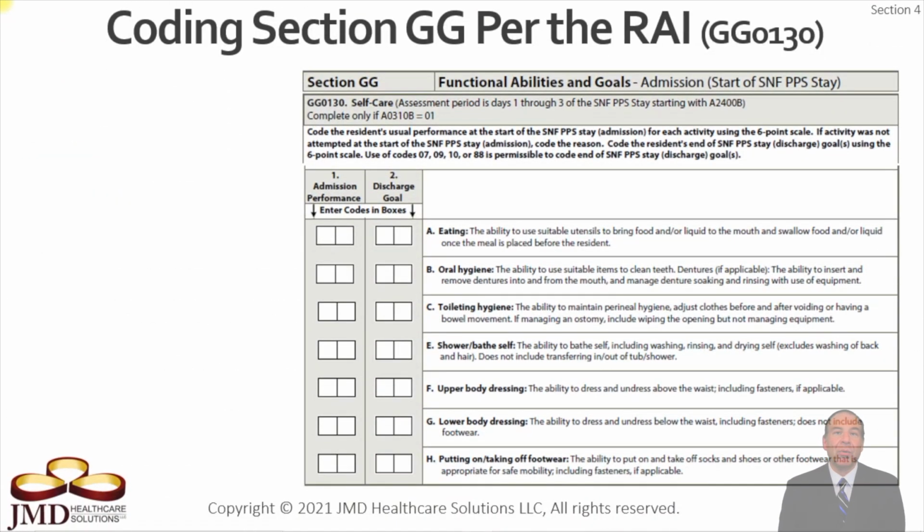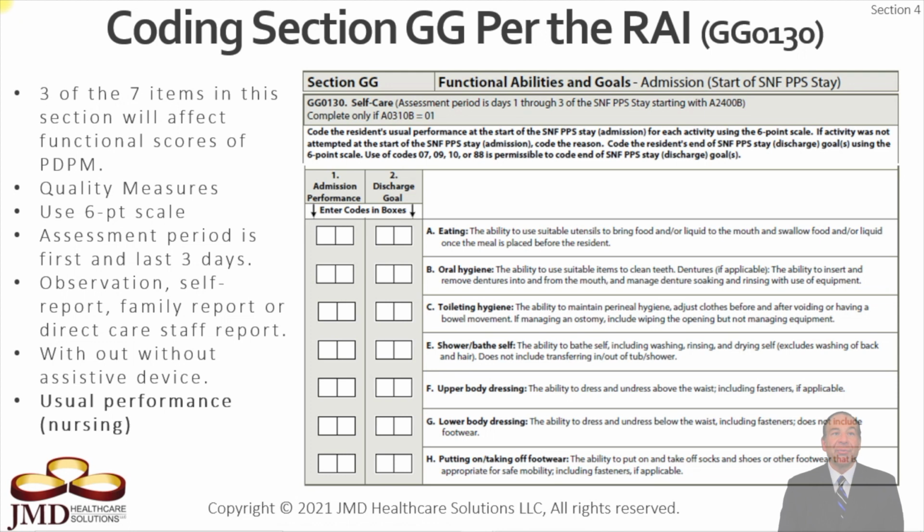All right, so now we're back into the GG. GG 130. This is one of most of the items we already covered. 3 of the 7 items in this section does affect that PDPM score. And those are those first 3, ABC: eating, oral hygiene, and toilet hygiene. Definitely direct impact on reimbursement. Does affect quality measures. It uses a 6-point scale.